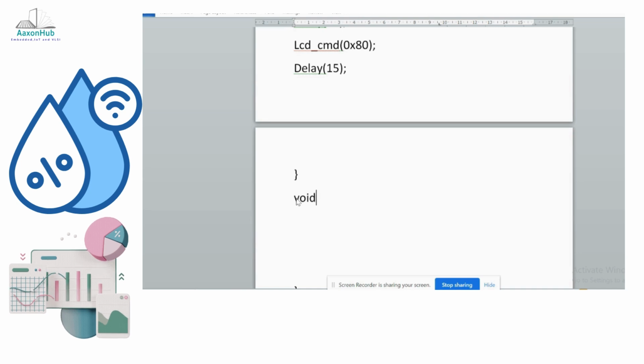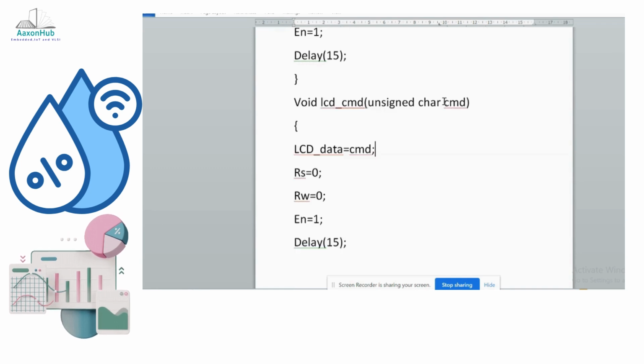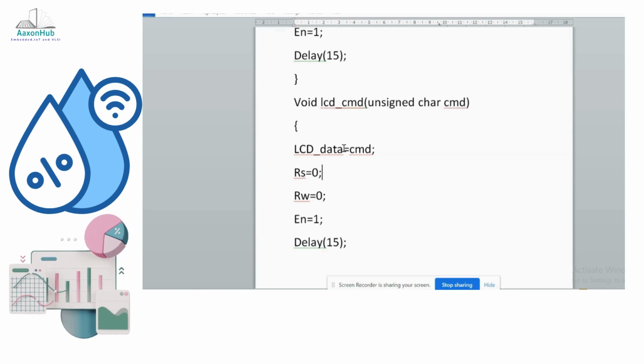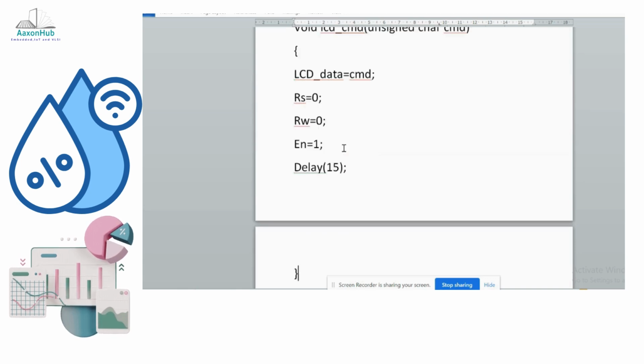So here I will write void LCD data, and the parameter you will pass is of unsigned char type, so char CMD. So whatever CMD parameter will be there, that will be given to the data lines. Now as this is command mode of operation for the LCD, that's why RS is 0, RW is 0, enable will be 1.